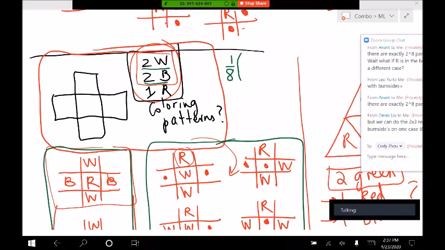How many of the colorings will remain unchanged after I apply the identity?